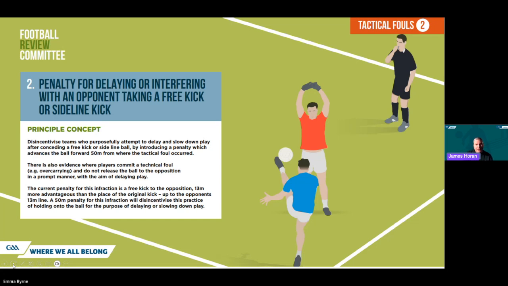There's evidence where players commit a technical foul, over carrying, etc., and do not release the ball to the opposition in a prompt manner with the aim of delaying play. And so the current penalty for this infraction is a free kick to the opposition 13 meters more advantageous than the place of the original kick up to the opponent's 13-meter line. A 50-meter penalty for this infraction will disincentivize this practice of holding onto the ball for the purpose of delaying or slowing down the play.